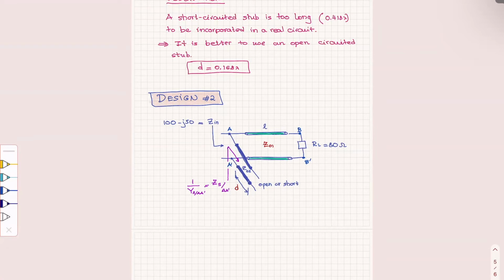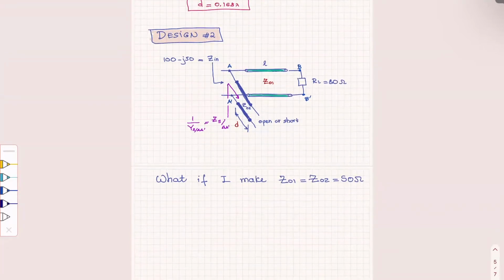Now I don't want to do what I did before, but let's assume, what if I make Z01 equal to Z02, both 50 ohms? Okay, that's my choice.